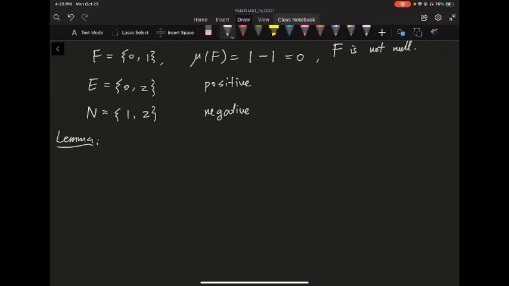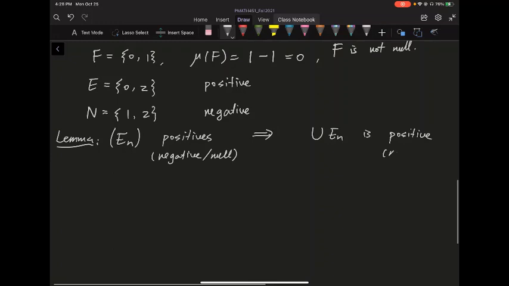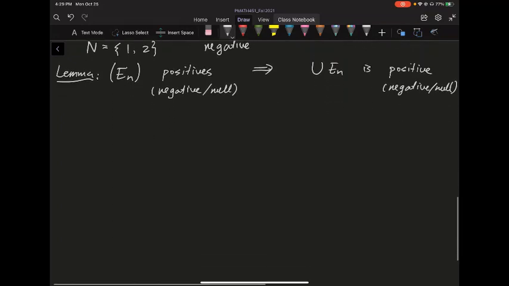So suppose I have En as a sequence of positive sets. Then what I can show is that their union is also positive. So this is what I claim. And of course, you can replace this positive by negative or even by null sets, so they're really the same proof. I'm only proving the positive part. You can write out the negative or the null sets part. All right, so let's prove this fact.